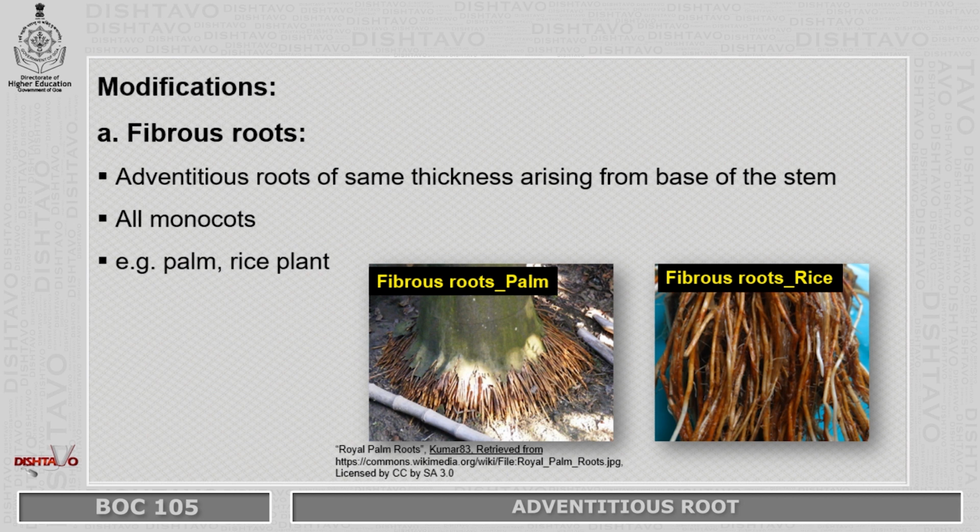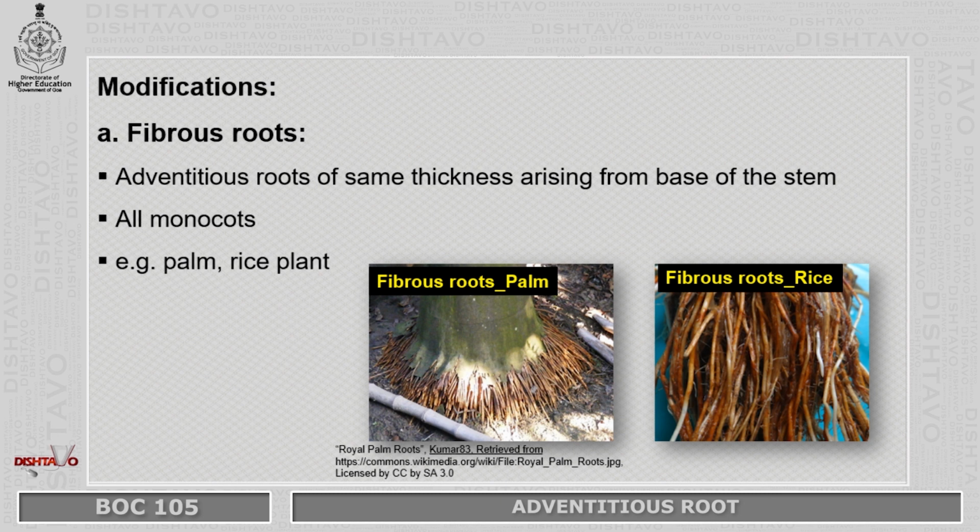So these types of roots are called adventitious roots. There are different types of adventitious roots based upon their modification and based upon the variation in structural aspects. They are broadly divided into 6 types. One by one we will see what these different types are. First one is fibrous root. These fibrous roots are the adventitious roots of the same thickness, and they arise from the base of the stem. All monocots have fibrous type of roots.